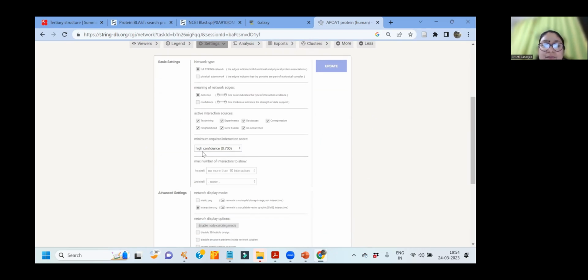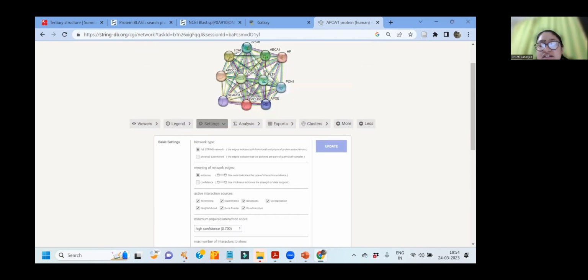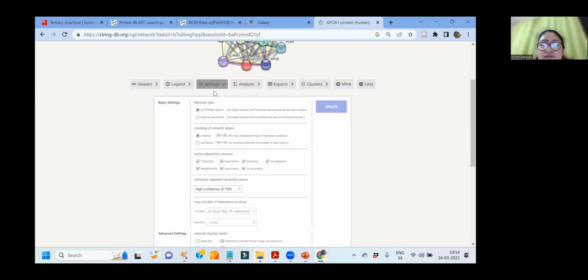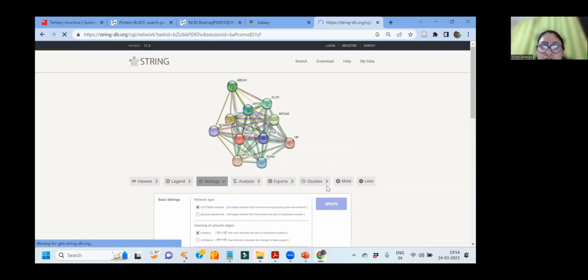So it's better to keep the standard interaction score, which is 0.7, but you will see that these interactions will decrease, or it may not decrease also. So let's see. You see the number of interactions has decreased. It's not that they're randomly placed here, they are placed exactly where they're supposed to be on the basis of statistical parameters. Is it clear how you see the interactions here?